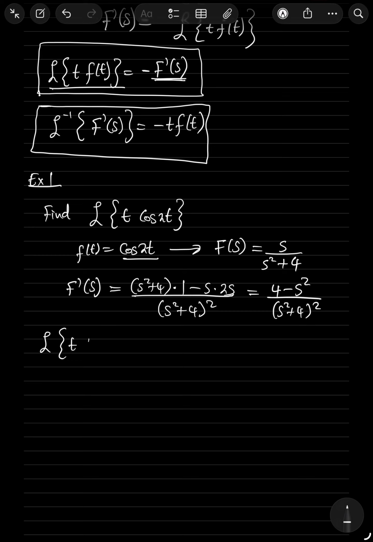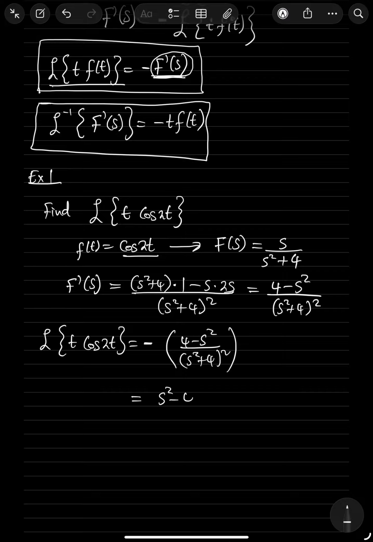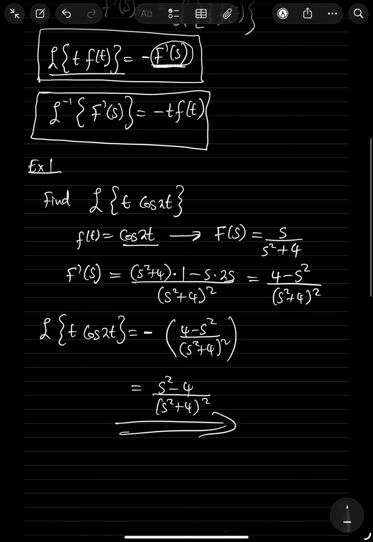So now you can rewrite this as t cos 2t is equal to minus, that's what the formula says, minus f dash s, which we have already found. That is 4 minus s squared over s squared plus 4 squared, right? So this is going to be s squared minus 4 over s squared plus 4 squared. That's it. So that's how you can use this relationship to find the inverse.